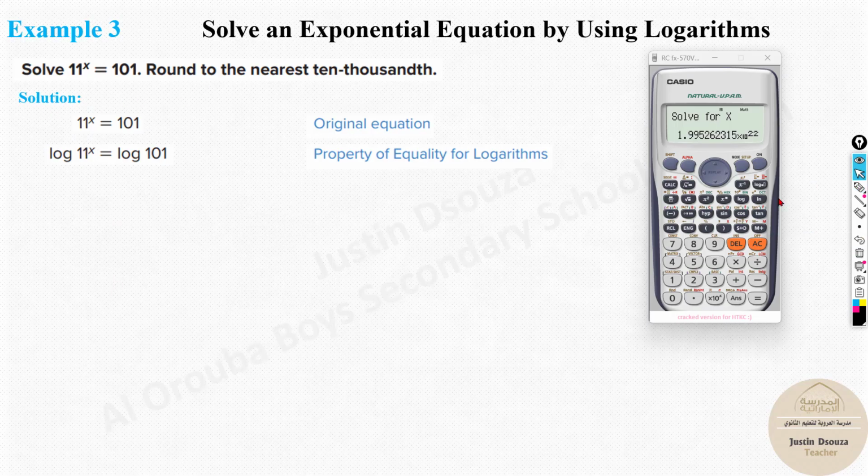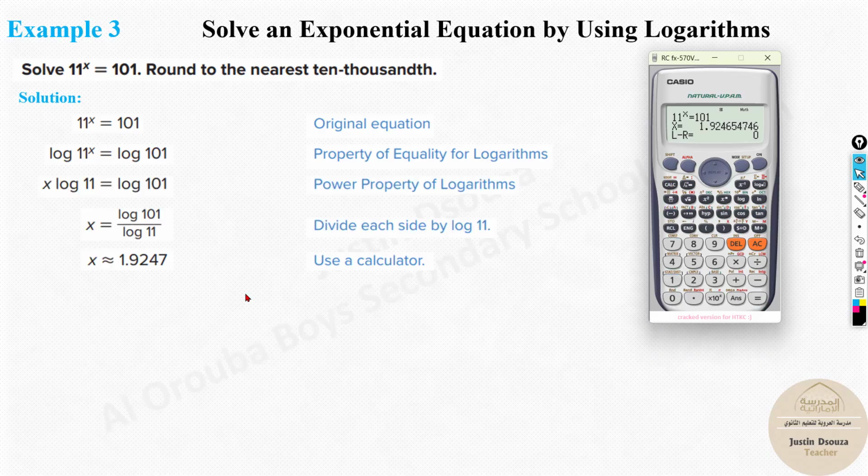But let's try directly in the calculator. One second. 11 to the power x equals 101. Shift and solve. The answer is, let's see, yes, it's the correct answer itself, approximately correct. Now you can even try this: log 101 divided by log 11.